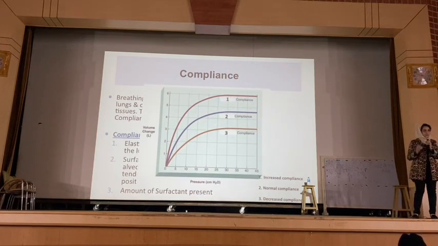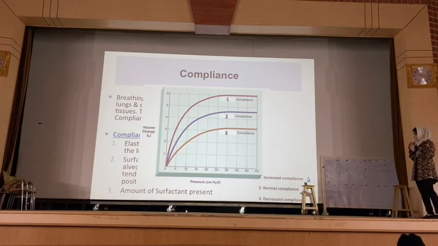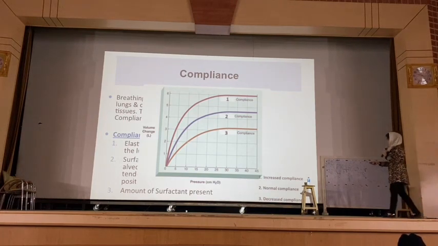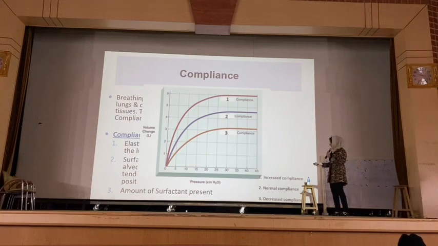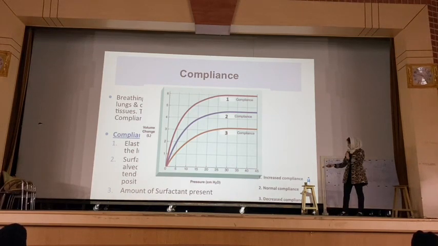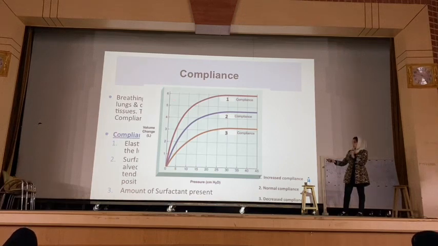In order to learn better about the compliance, we have an example. This one, the blue line, is the normal compliance. The x-axis is pressure, and the y-axis is volume change. We need a pressure change in order to get a volume change.